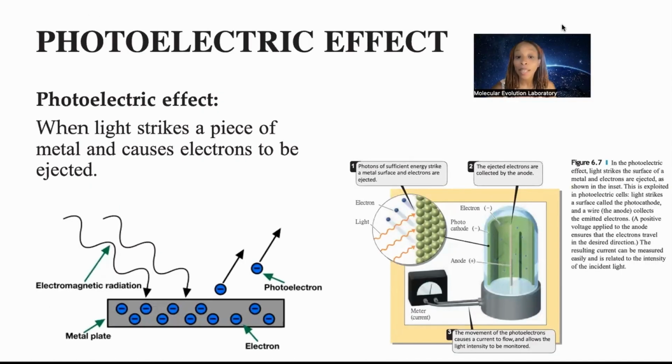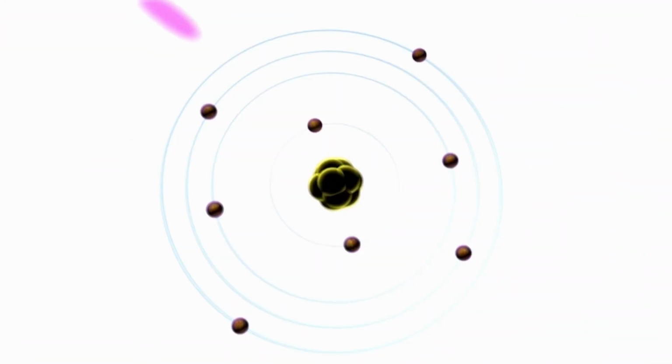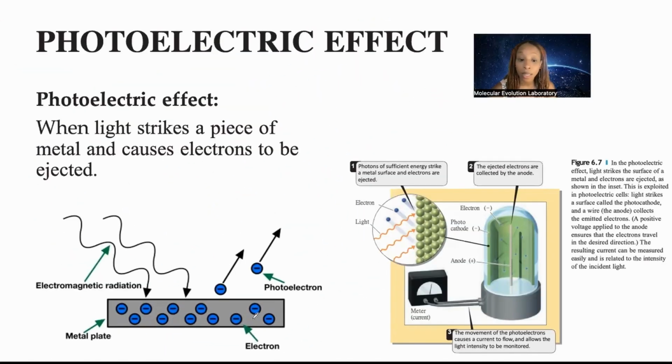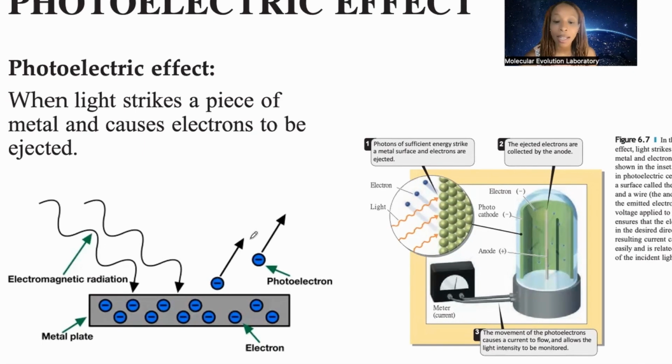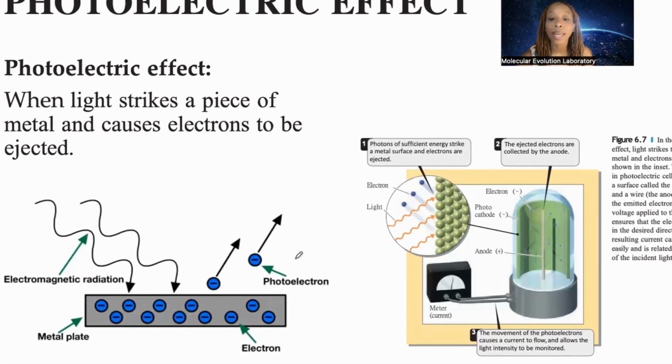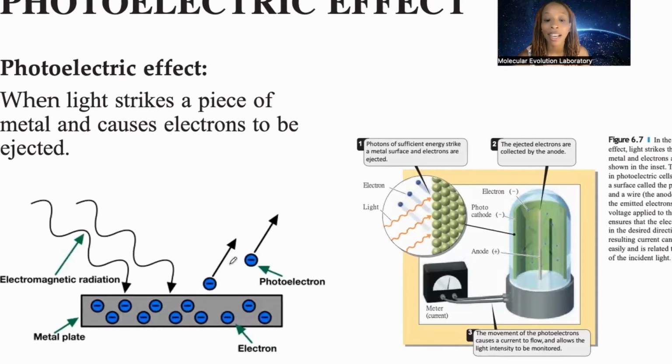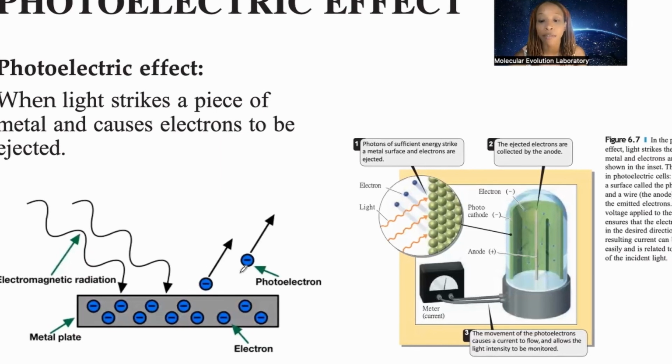When light strikes a piece of metal, this causes electrons to be ejected at the right frequency. This is called the photoelectric effect. So here we can see a metal plate with its electrons, and then we have electromagnetic radiation with the right frequency. This leads to a photoelectron, an electron being ejected from the surface of the metal.